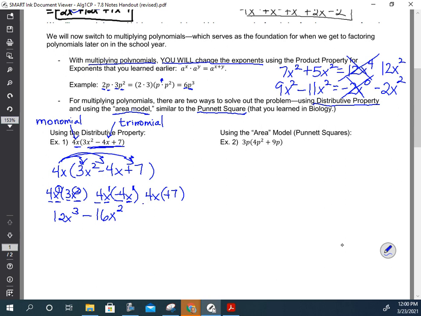And the last part, 4 times 7 is 28. You bring the x down. So you got 12x to the third minus 16x squared plus 28x, and that is your final answer.